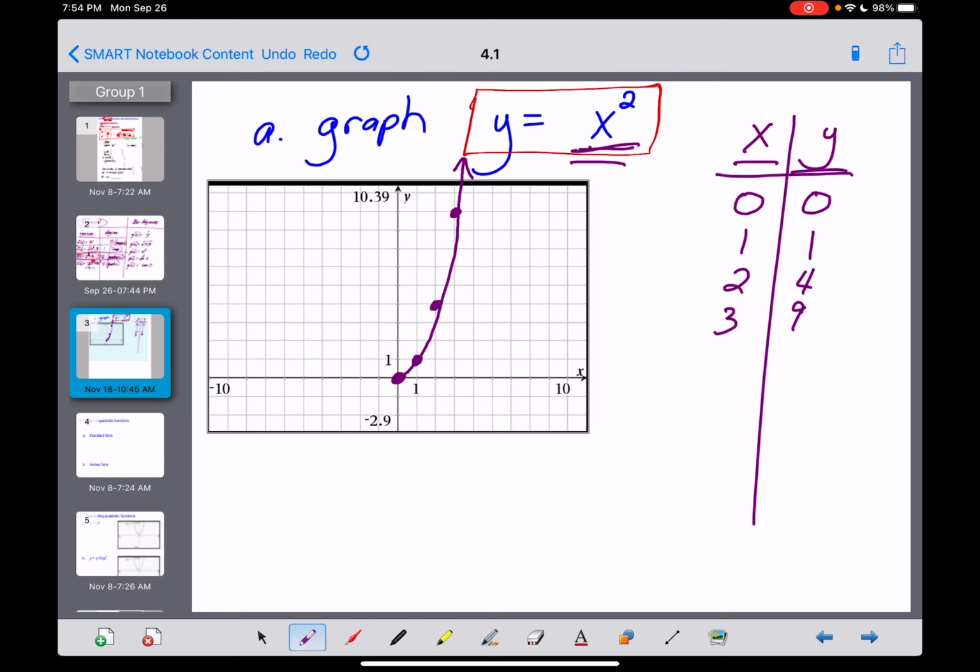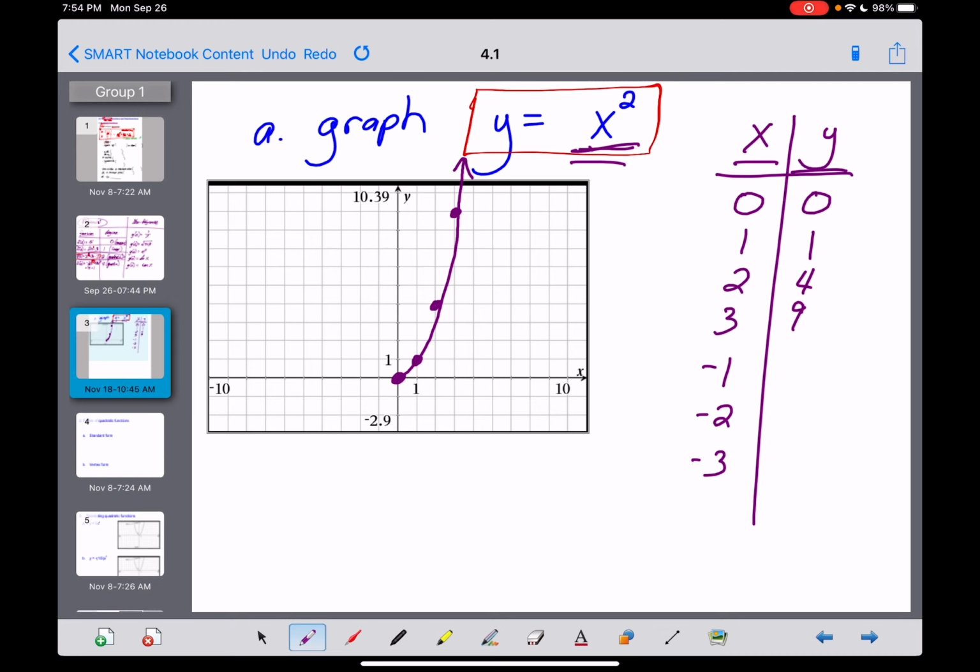Now, the other thing you have to consider, though, everybody, is the domain, the x values that you can put in to a quadratic function. We've put in 0, 1, 2, and 3, but you can also put negative numbers in there. And this is where quadratic functions start to get interesting. So now I'm going to put in -1, -2, -3, and let's see what happens.